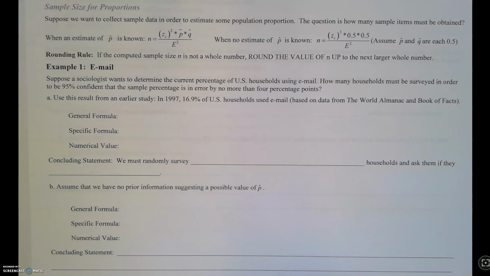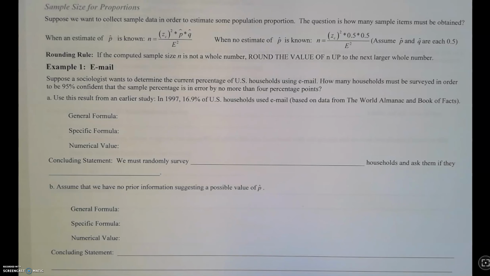Welcome to Sample Size for Proportions. Suppose we want to collect sample data in order to estimate some population proportion. The question is how many sample items must be obtained? For example, how many people should we survey in order to obtain the criteria that we want?